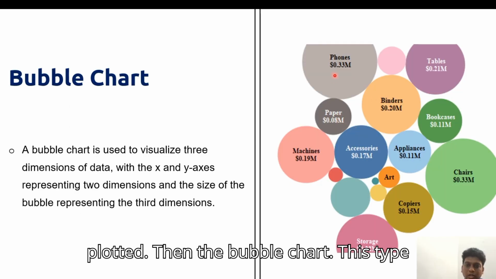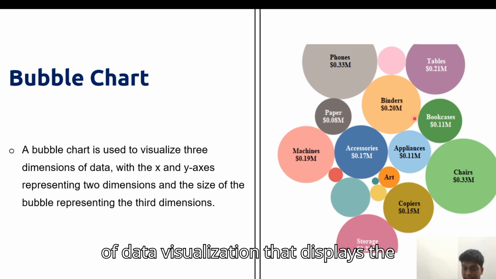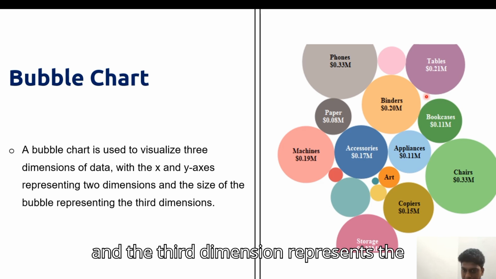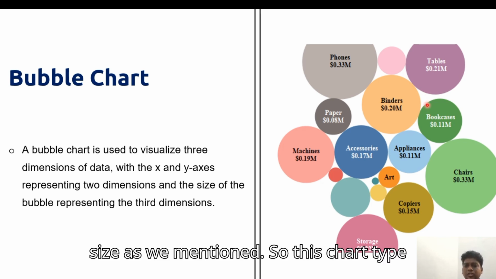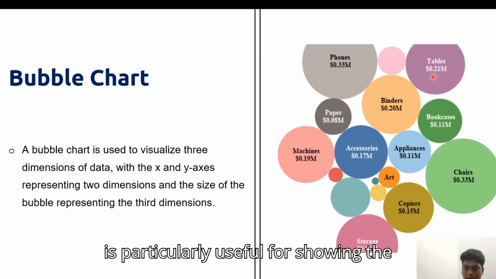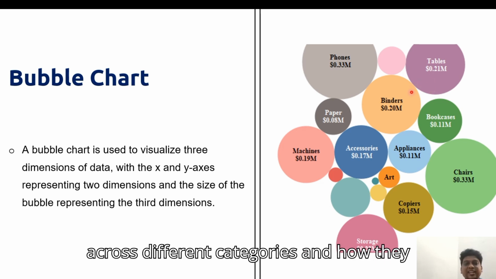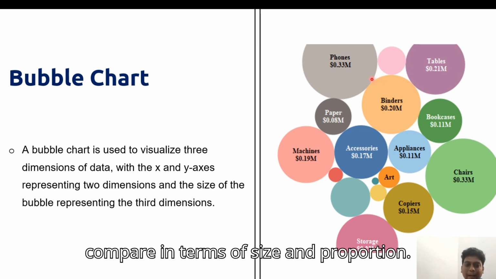Then the bubble chart, this type of data visualization displays three dimensions of data. Two on x and y, and the third dimension represents the size, as we mentioned. This chart type is particularly useful for showing the relationship between numerical values across different categories and how they compare in terms of size and proportion.